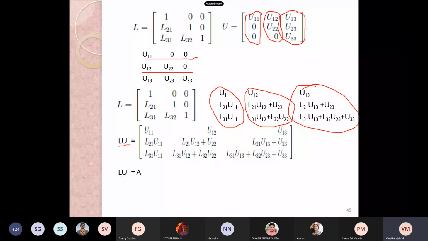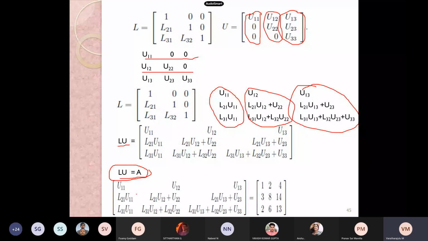Now what we assumed earlier, that A is equal to LU, I am going to apply the values to the above resultant LU. These are the coefficients of one simultaneous linear system of equations, that is 1, 2, 4, 3, 8, 14, and 2, 6, and 13.